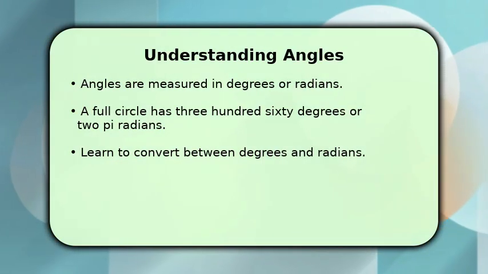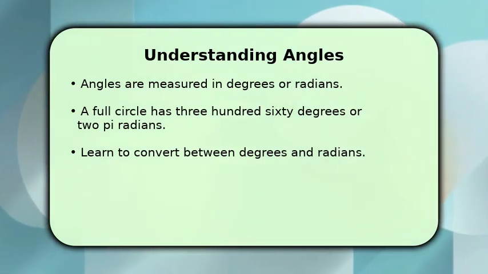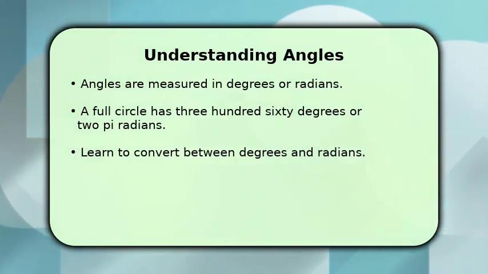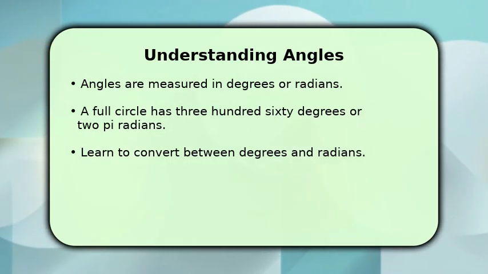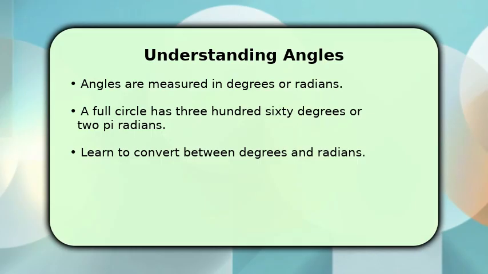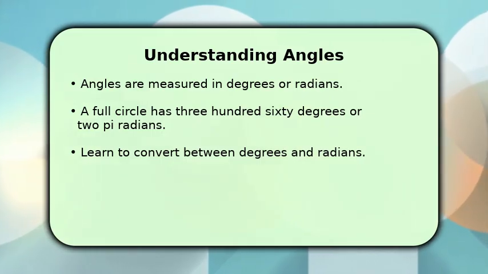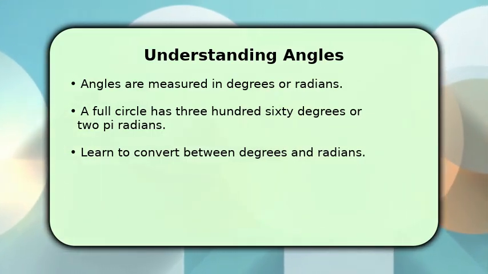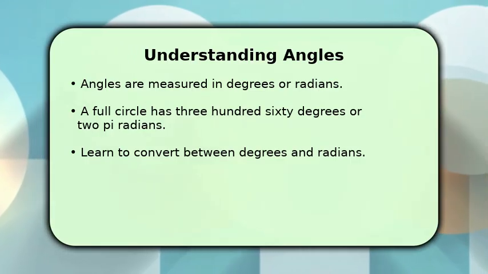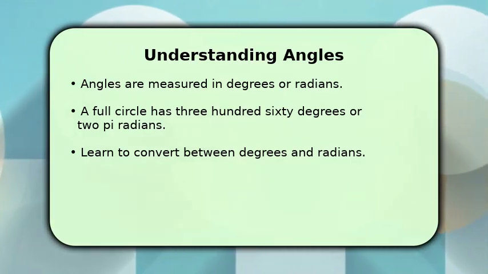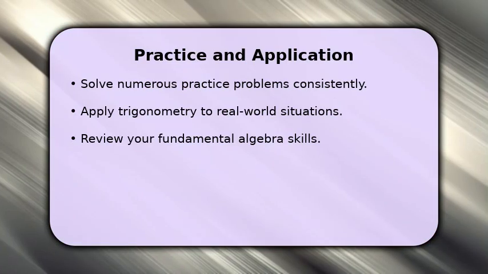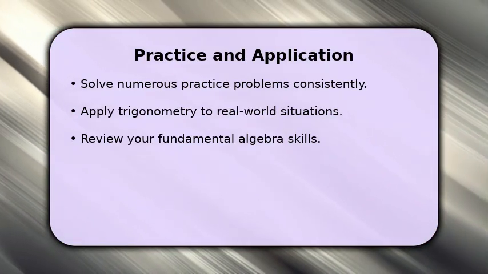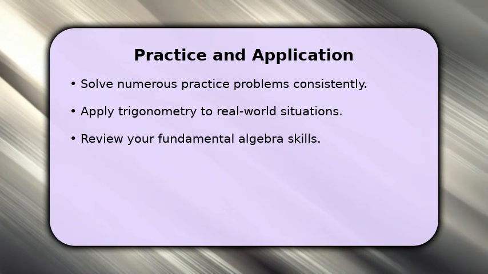Now, let's talk about angles, which are central to trigonometry. Angles are typically measured in two main units, degrees and radians. A complete circle contains 360 degrees, which is equivalent to 2 pi radians. Understanding how to convert between these units is a key skill. You'll also need a scientific calculator to easily find the sine, cosine, and tangent values for various angles, making calculations much more efficient.